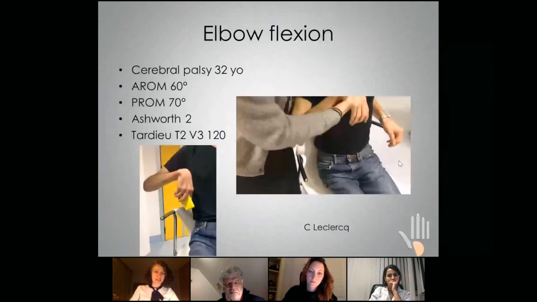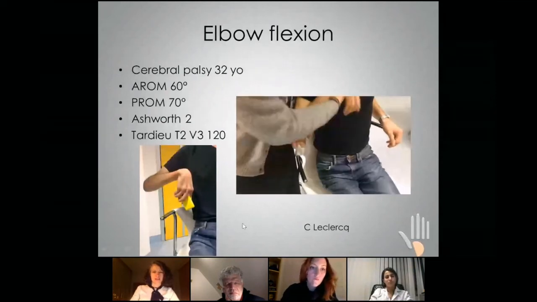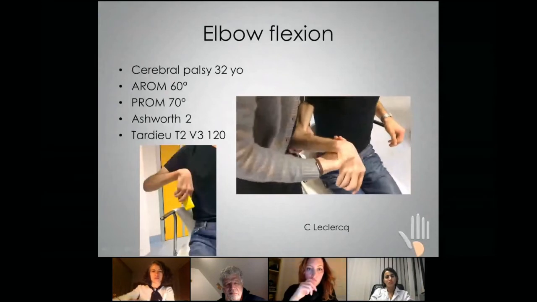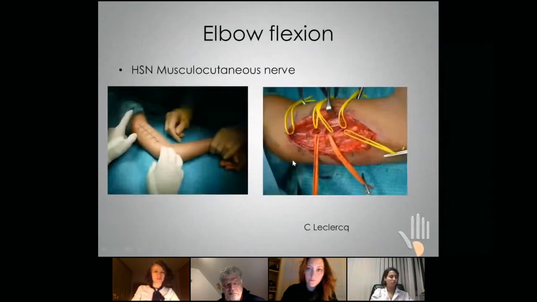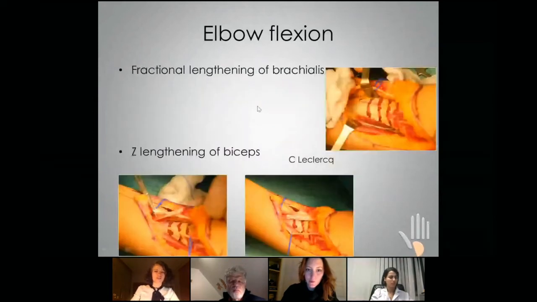So this is a clinical case. You can see a patient with cerebral palsy, 32 years old, with an active range of motion of 60 degrees, 70 passively. The Ashworth is 2, and the Tardieu is T2 with a V3 very severe at 120 degrees. The patient had surgery with hyperselective neurectomy of the musculocutaneous nerve, as you can see here, with a big incision. And then he had the fractional lengthening of the brachialis and a Z lengthening of the biceps.